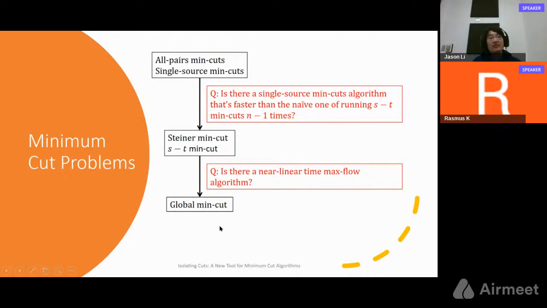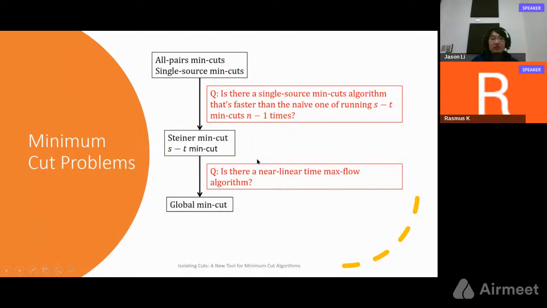But 2 questions remain. So the first question is, can we bridge the gap between the first 2 tiers? In other words, is there a single source min cut algorithm that's faster than the naive one of running, let's say, ST mincut n-1 times? Now, ideally, if it can be done using polylog n many ST mincuts, then these 2 will be equivalent. But that's a very ambitious goal. So let's relax the goal for now and say, can we even beat the trivial algorithm? Can we even do anything non-trivial, so any fewer than n-1 maxflows? That would attempt to bridge the gap between these 2 problems.